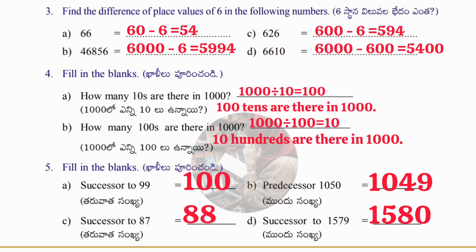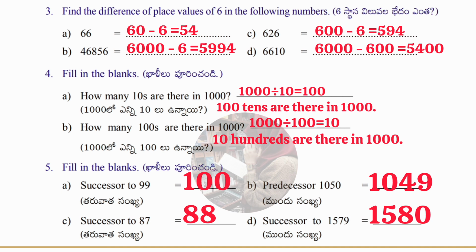Okay, so the third one is 600 minus 6 is 594. The fourth one is 6000 minus 600. The answer is 5400. Okay, let's see the fourth Roman, which is fill in the blanks.